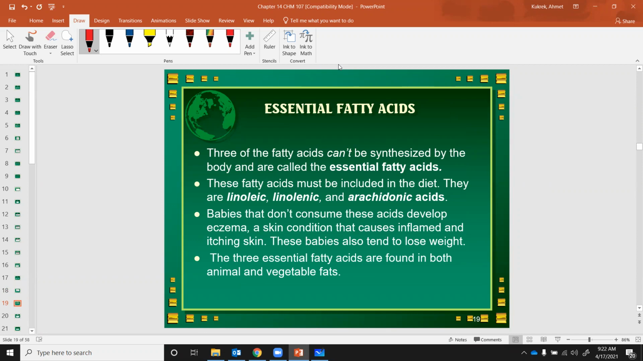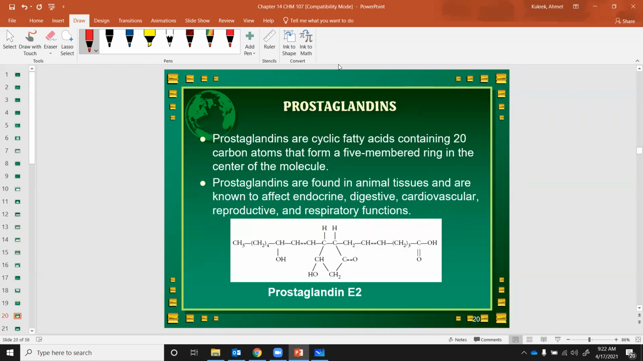Okay. And again, this is not so much chemistry, but I think it's good information. There are 3 fatty acids we cannot really synthesize by our body, and these are called essential fatty acids, and they are linoleic and arachidonic acids.